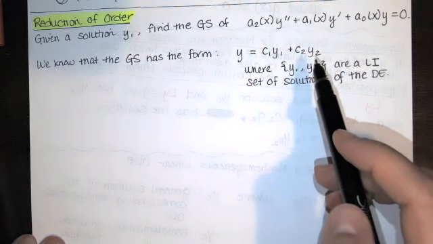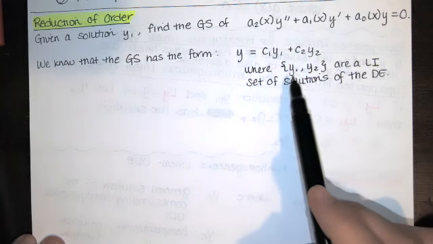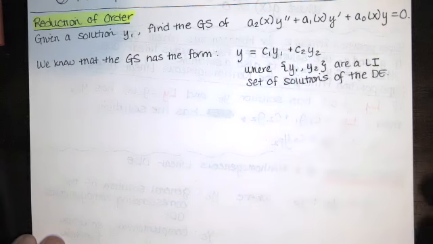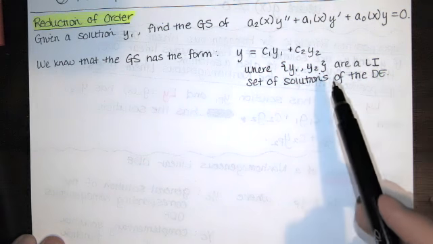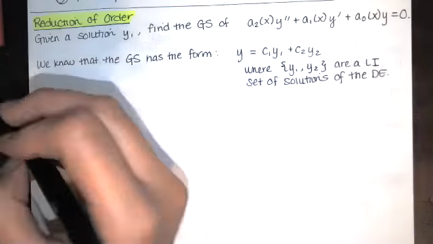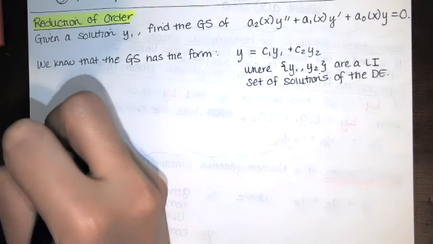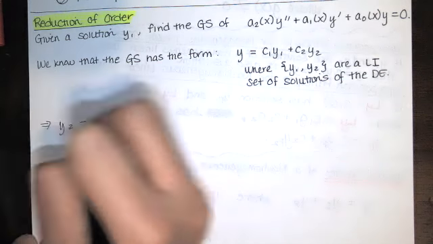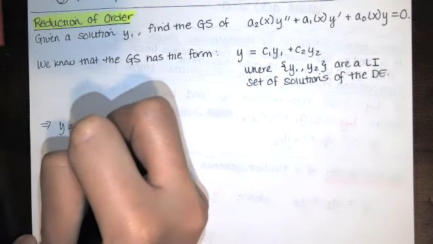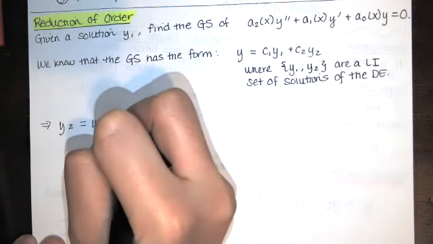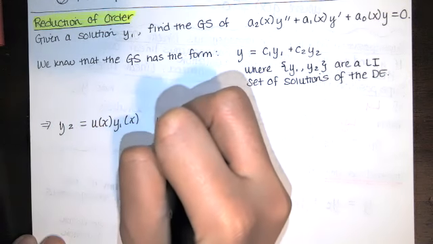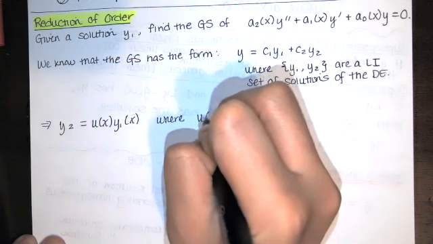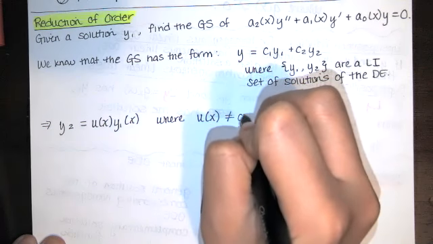Well, finding y2 isn't that difficult at all, because we know that y1 and y2 must be linearly independent. So that means that y2 must be some function of x times y1, where that function of x is not equal to a constant.